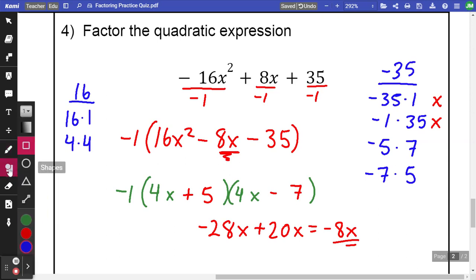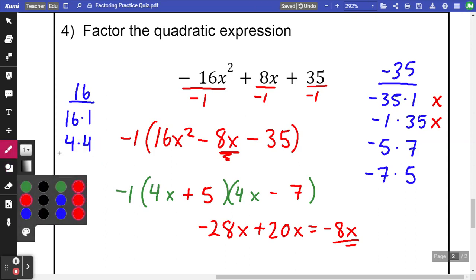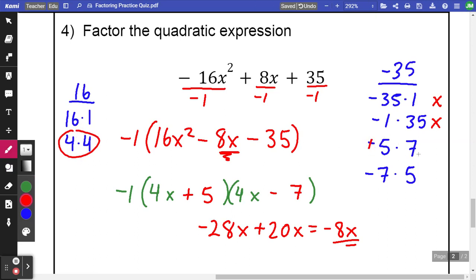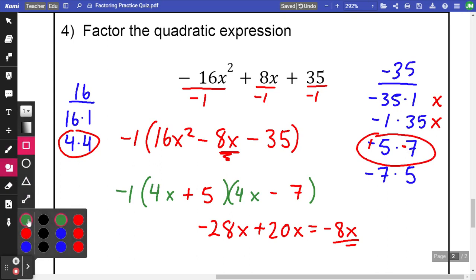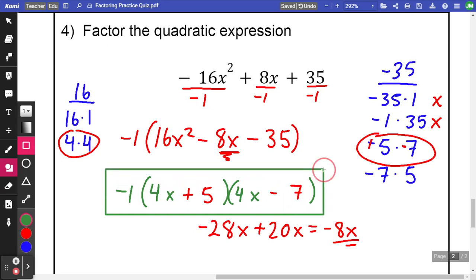And that makes this set for the factors of A 4 and 4, right? And then the factors of C are going to become positive here and negative here. So those will be my answer. And to put it all into one answer with the negative 1 on the outside: negative 1 times 4x plus 5 times 4x minus 7.